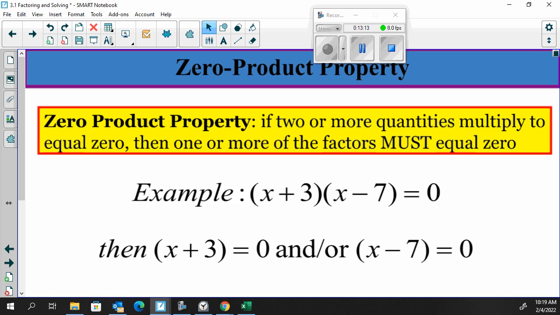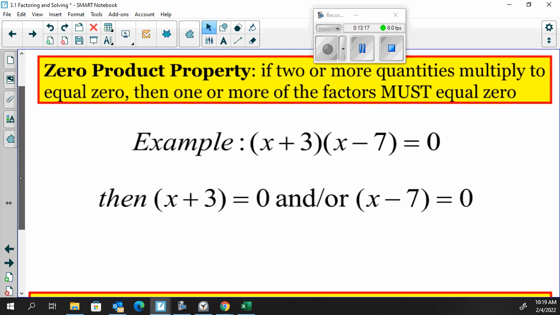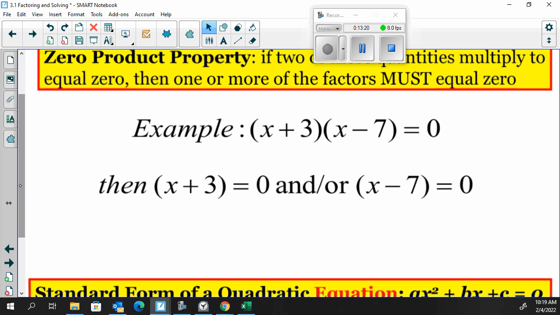So let's look at it with some things other than just random numbers. Let's say I have some factors, x plus 3 times x minus 7. Let's say I tell you that that equals 0. Well, that must mean that one of these things or both of them equals 0. So in order to find out what x is, we can set these two things individually to 0 and solve them.